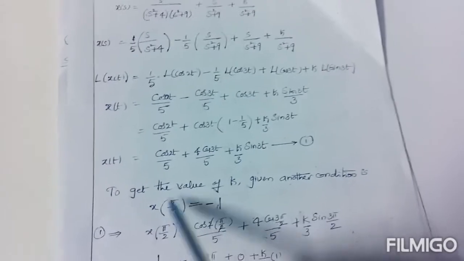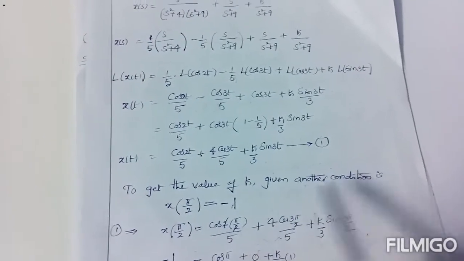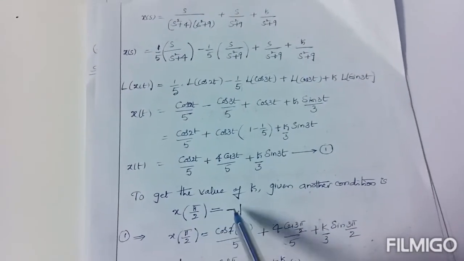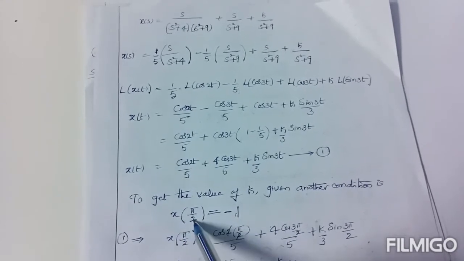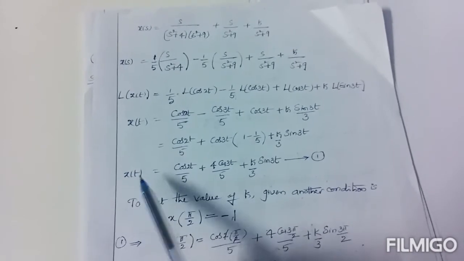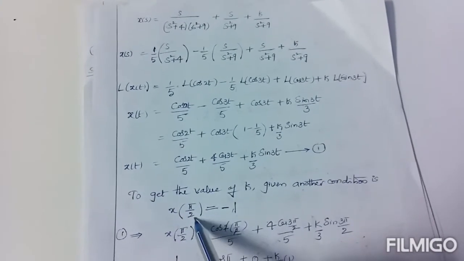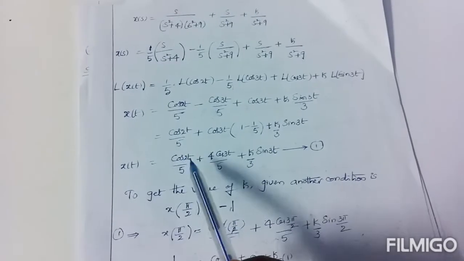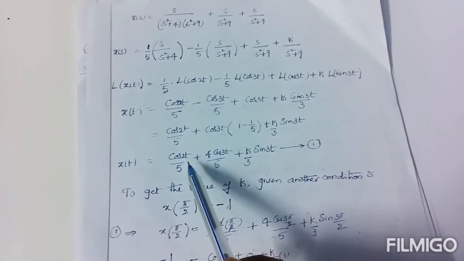To define this, the present question gives one more condition. To get the value of k, the given condition is x of pi by 2 equal to minus 1. X of pi by 2 and x of t are similar to each other, but in place of t, the variable is pi by 2.